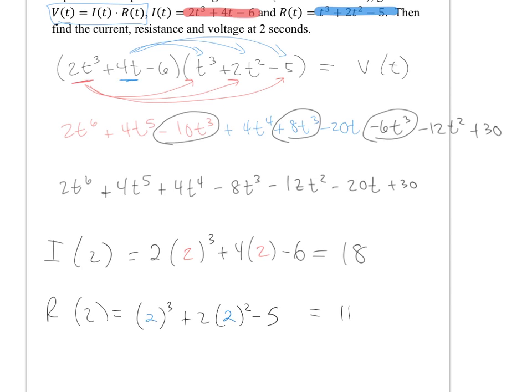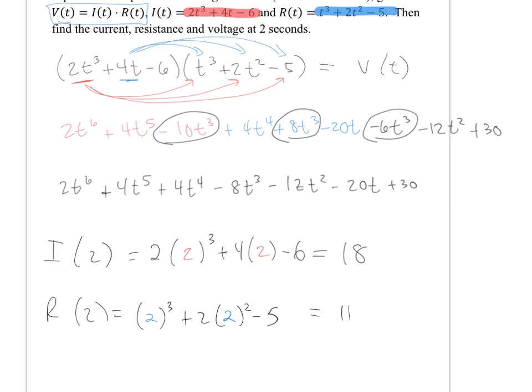Okay? For the last part, I have 2 ways to approach. The last part says, determine the voltage after 2 seconds. Why are there 2 ways to approach this problem? What is voltage defined as earlier in the problem? Look up at the top. What is voltage defined as? The definition of voltage is what times what? What do you got, Hannah? The current times the resistance. So I can take 18 times 11 and just get my answer. Does everybody see that? Just 18 times 11, there's your answer.